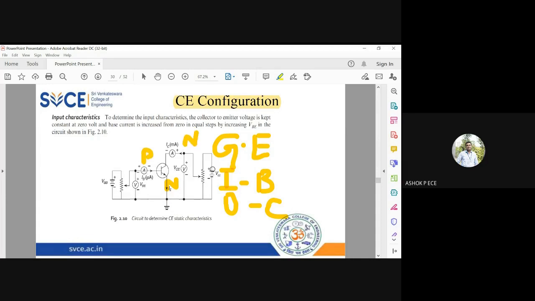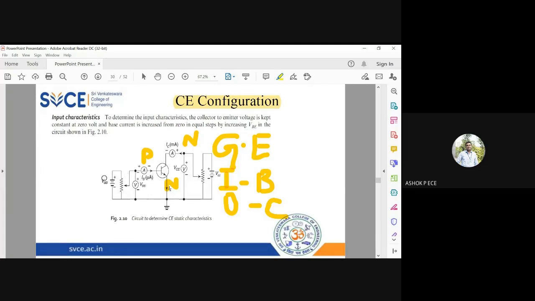So how to draw the diagram: first, once the transistor is drawn, I said emitter must be grounded because it is common emitter. And you have to add two ammeters, one on the input side, one on the output side. Input side is the base, so you add the current IB, and IB will always be in microamperes. Output side is the collector, it will be IC. IC will always be in milliamperes. So the two ammeters are added.